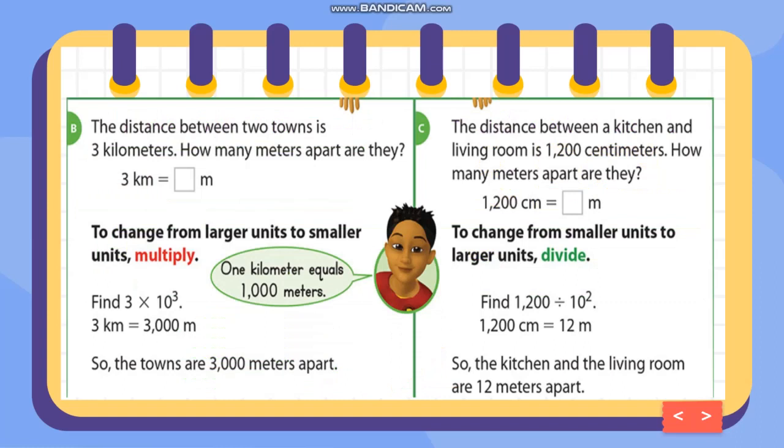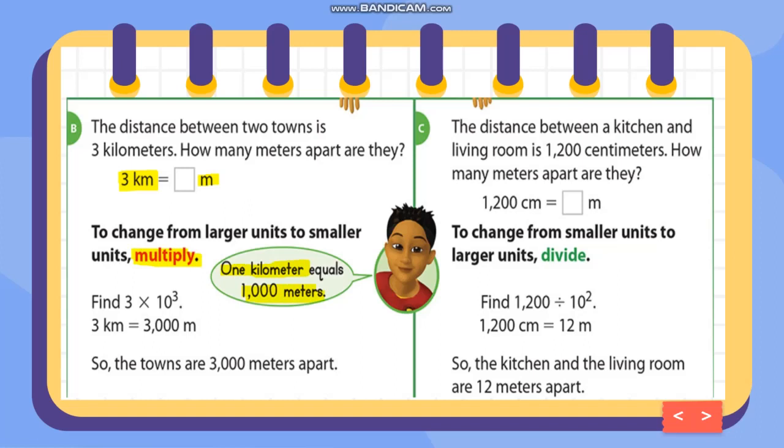The distance between two towns is 3 kilometers. How many meters apart are they? In short, you're going to simply convert kilometer into meter. So to change from larger, kilometer is larger unit, going to smaller units, it means we're going to multiply. And we're going to multiply by how many? Always remember that 1 kilometer is equivalent to 1,000 meter.